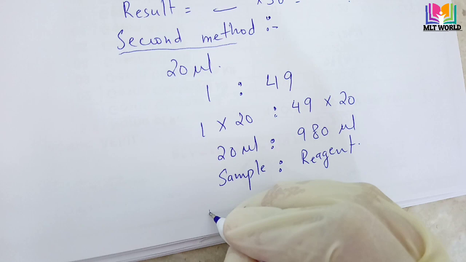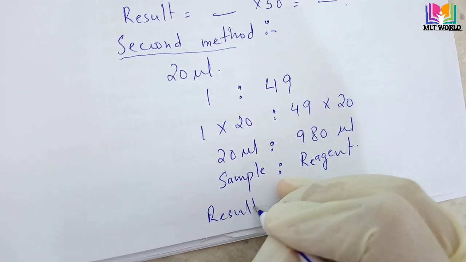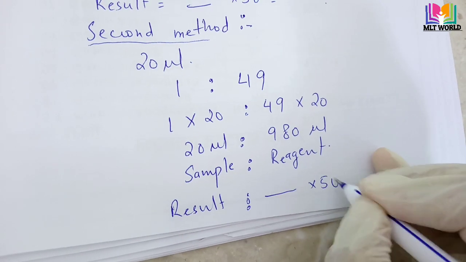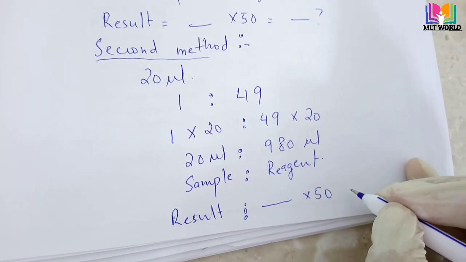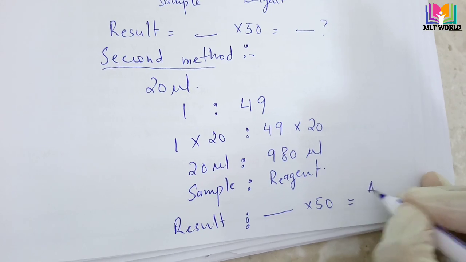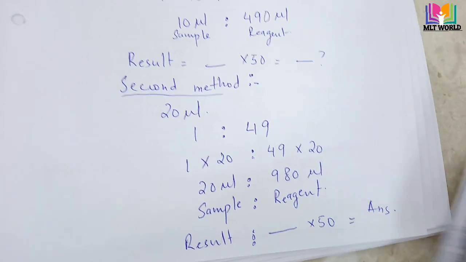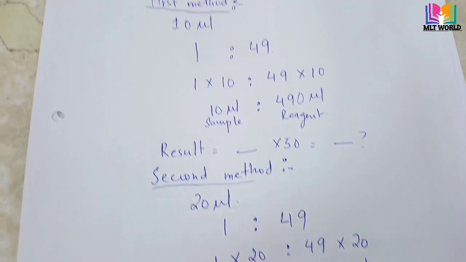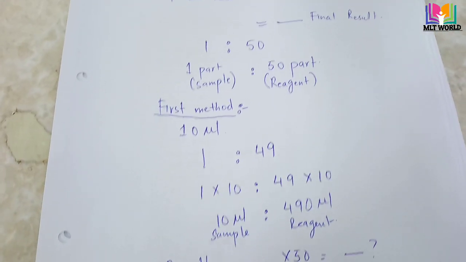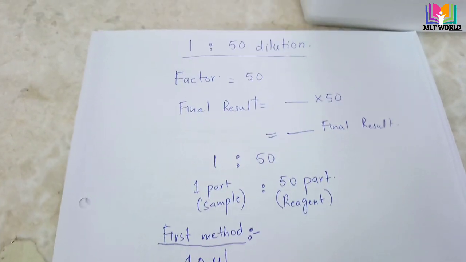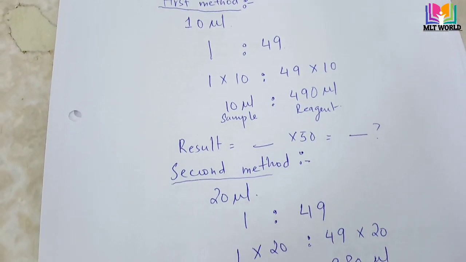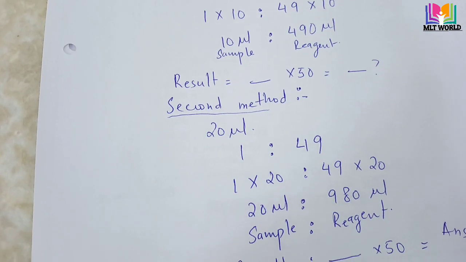You can use any method according to your sample quantity and reagent quantity, and whatever result you get, multiply it again by 50, and then you will get the actual answer. So now I hope you understand the concept of 1:50 dilution, how we make a 1:50 dilution, why we need this dilution, and how many methods we can use to make it.